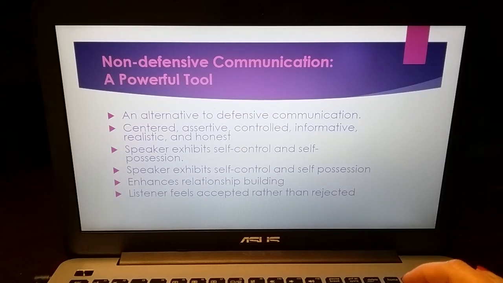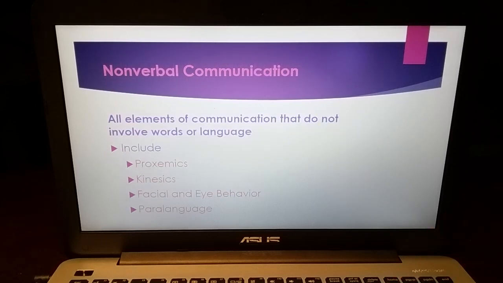Okay, let's move on to nonverbal communication, which is an area that's of interest, I know, to a lot of people. So there are essentially 4 different types of nonverbal communication: proxemics, kinesics, facial and eye behavior, and paralanguage.